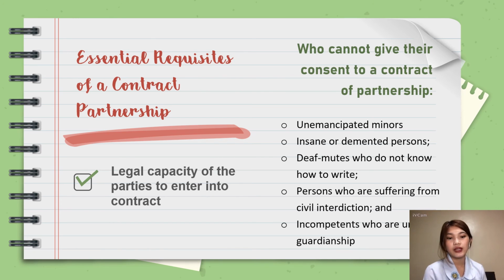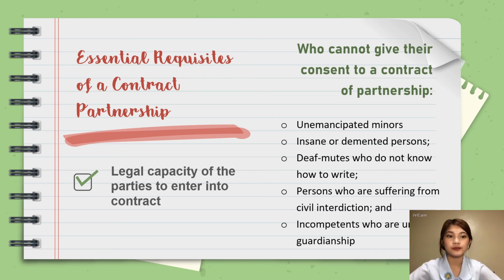And lastly, incompetents who are under guardianship. Again, they cannot decide without the presence of their guardians. So those are the people who cannot enter into any contract. On the other hand, in instances wherein a partnership wants to enter into a partnership with another partnership, there is no provision on that indicated in Philippine law.